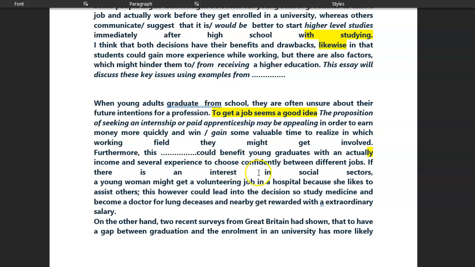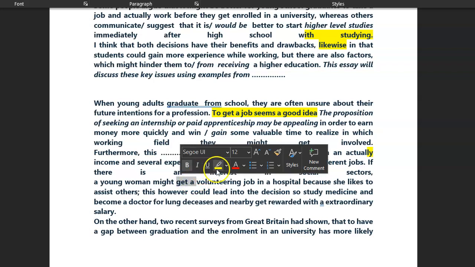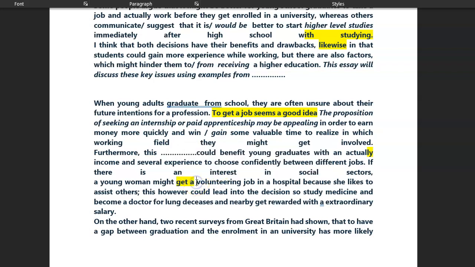If there is an interest in social studies, and you might, rather than get a job, write or volunteer for. Why don't you use it as a verb? Volunteer for a job in a hospital in order to assist others. Take out she, do in order to assist. Keep it more, stand back a bit. Try not to use she or he, whatever. Just go in order to. Get it into that kind of structure in order to assist others. This could lead you to study medicine and become a doctor. Yes, okay, good. I like that.